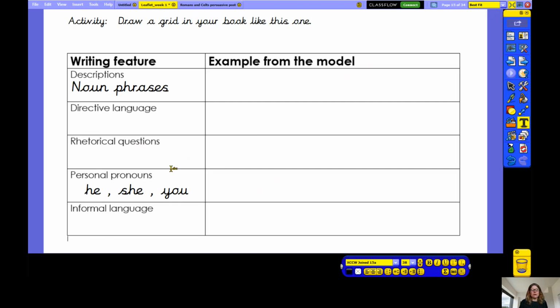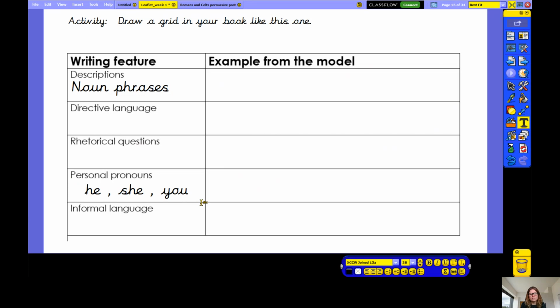Now find some rhetorical questions. Now remember, we've done rhetorical questions before. We did those when we did our Gandhi speech, so we know what they are. But let's just remind ourselves, rhetorical questions are the questions that you ask that you don't expect anyone to answer. So find some examples of rhetorical questions and write them here.